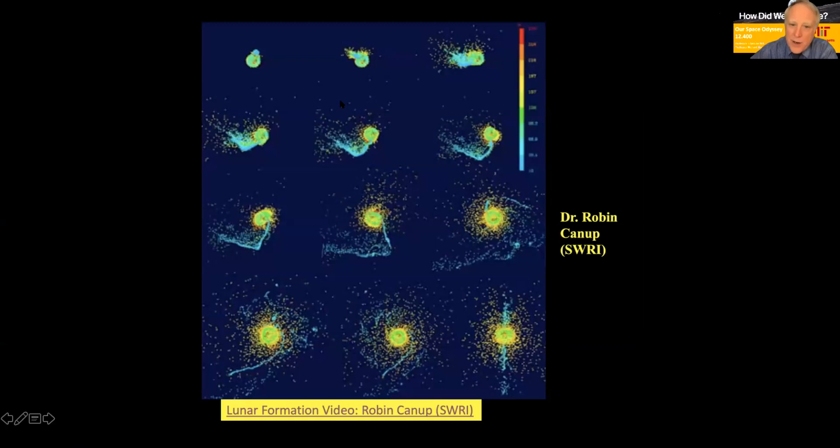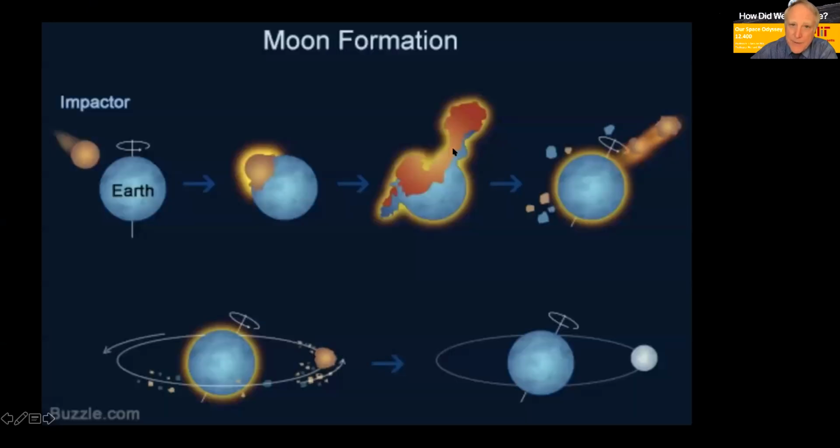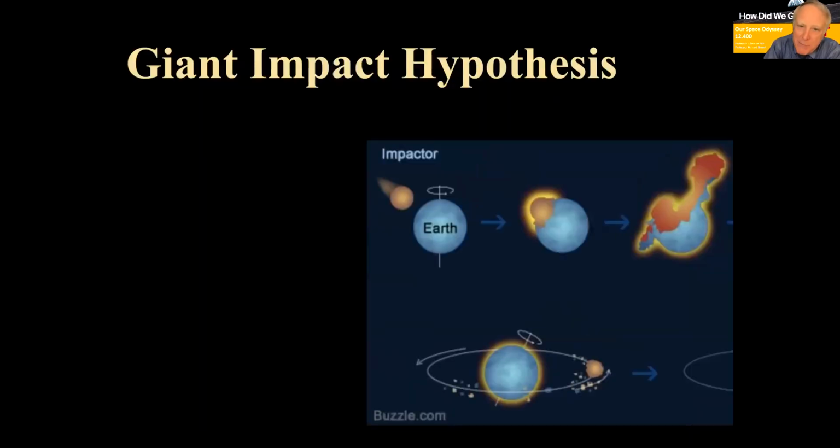So here are just some snapshots from the simulation by Dr. Canup, a time series of this kind of animation. We call this hypothesis the giant impact hypothesis. And we can see how the giant impact hypothesis meshes with the basic facts that we have about the moon.